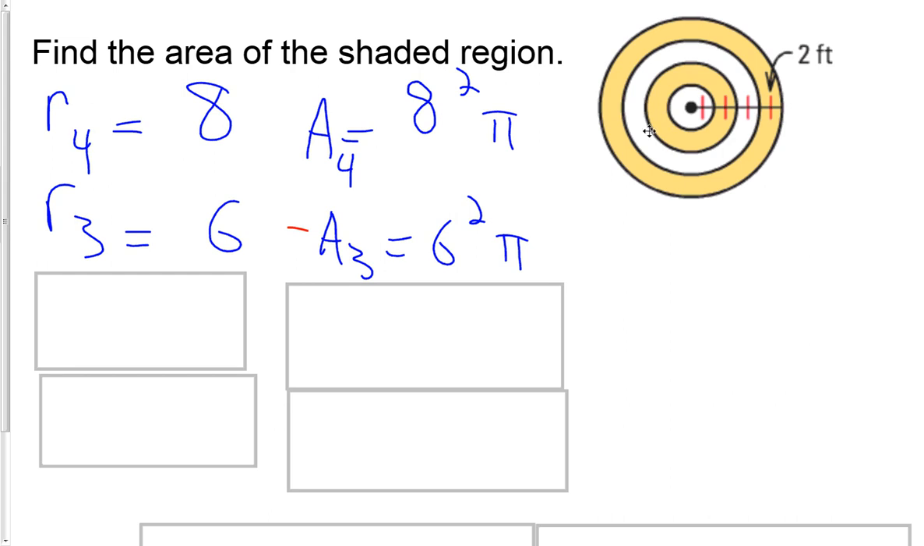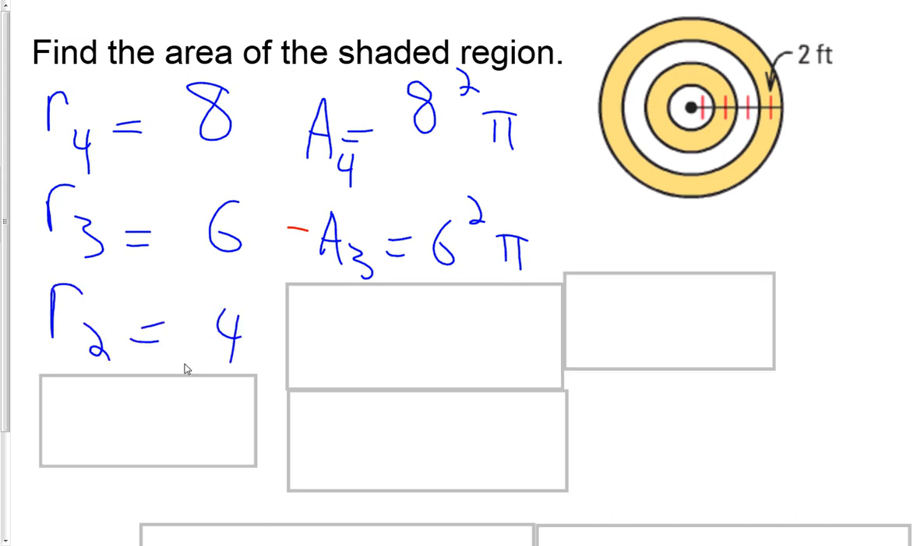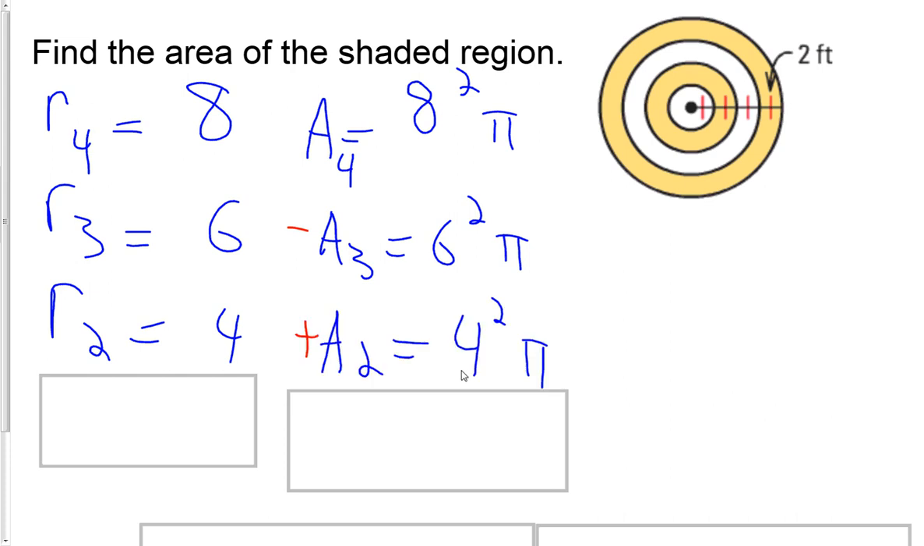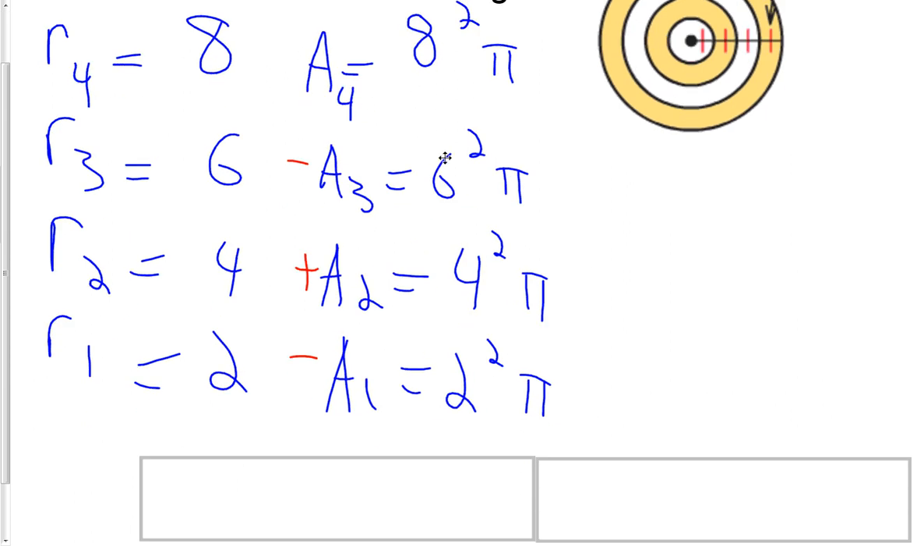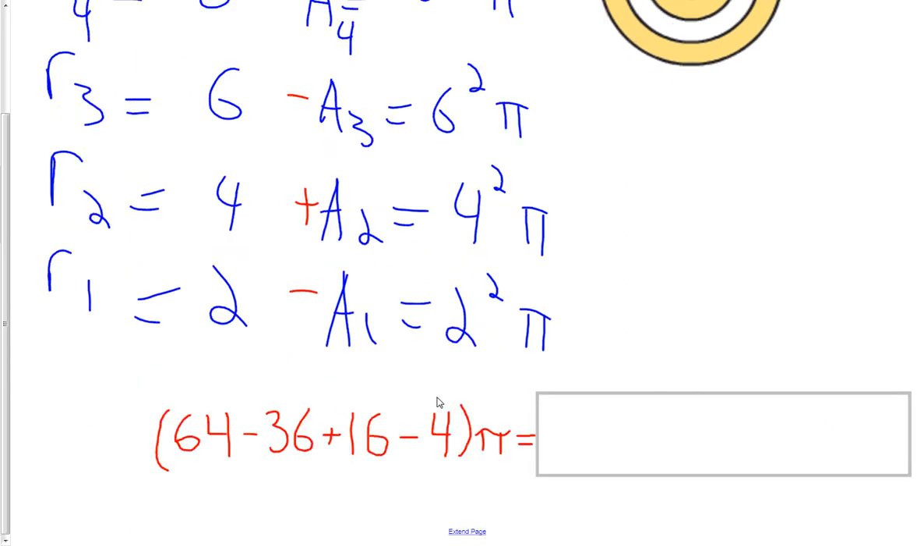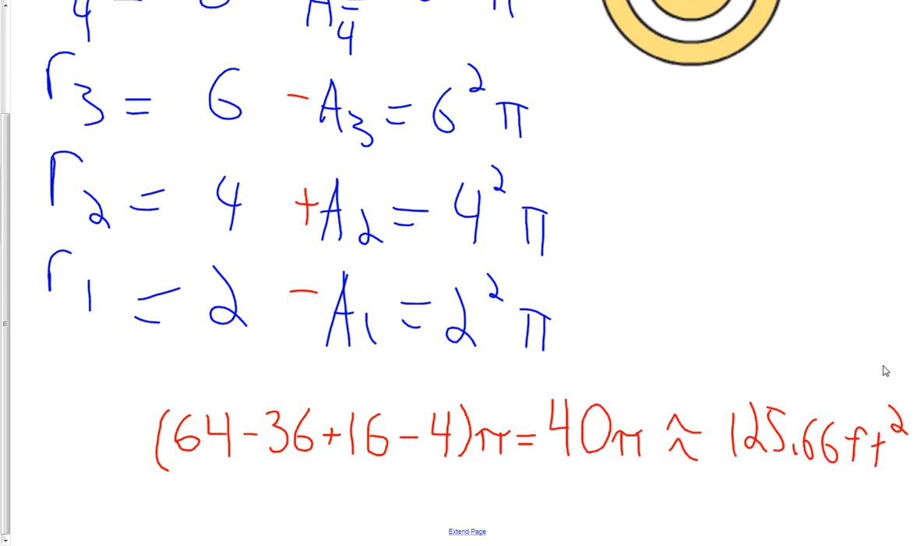And now we want to find this yellow ring here, the second. So we're going to have to do ring 2 is radius 4, and then we're going to add pi r squared for radius 4 to get 16 pi, subtracting the final inside ring of 2, because this is white, so minus 2 squared pi, which is minus 4. And so we got 64 minus 36, plus 16 minus 4, all times pi. So we're going to get 64 minus 20 is 44, minus 4 is 40 pi, which is approximately 125.66 feet. And that wraps up today's lesson. Let me know if you have any questions.